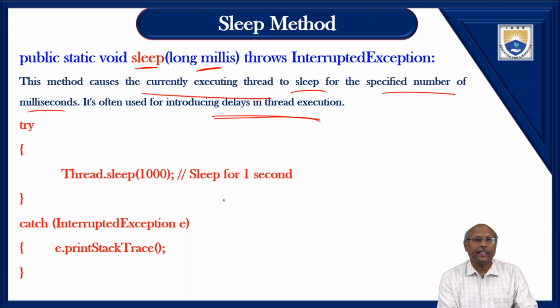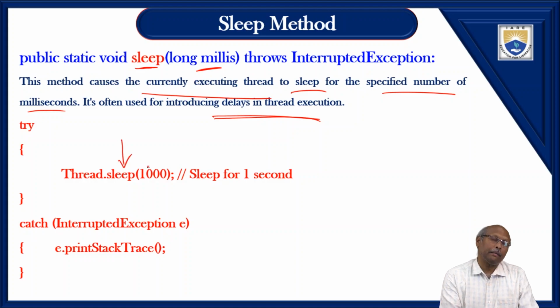Now, whenever you are writing a thread sleep method, it must always be in a try block, because this sleep method may be interrupted by some other thread. So for that purpose, keep it always in a try block with a catch below, so that you can catch the exception. To make it more reliable, always put it in a try block.